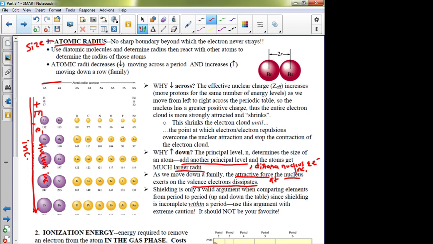Now, as I go across the periodic table, my atomic radius decreases. What argument do we use when we talk about going across the periodic table? The effective nuclear charge. So as I go across the periodic table, the effective nuclear charge does what? Increases. Okay? So the nucleus becomes more positive, which means the electrons become more attracted to it, attracted to the nucleus, so that's going to make the radius shrink.